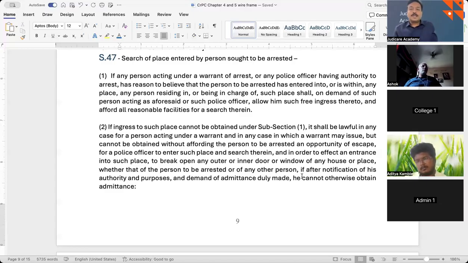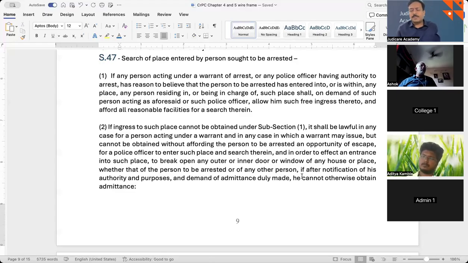So it is lawful in any case for a person acting under a warrant, and in a case in which a warrant may issue but cannot be obtained without affording the person to be arrested an opportunity to escape, for a police officer to enter such place and search therein. In order to effect an entrance into such place, they can break open any outer or inner door or window of any house or place. Door and window they can break. Any door and window they can break.